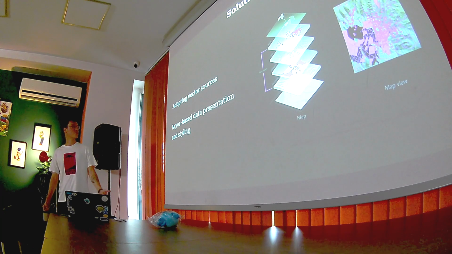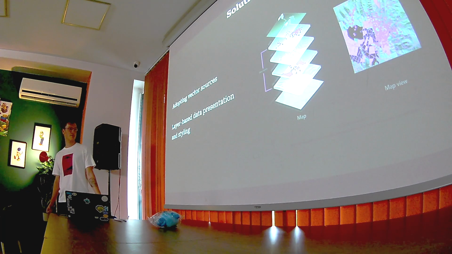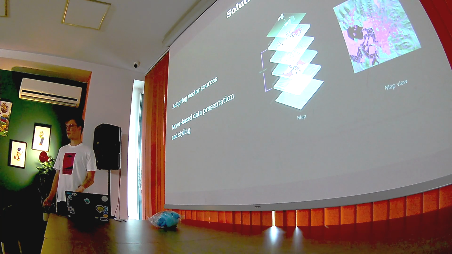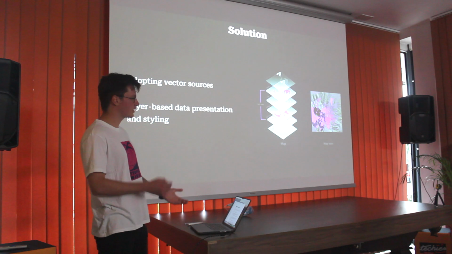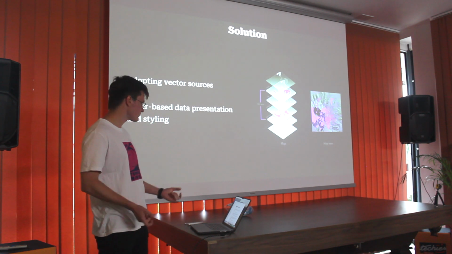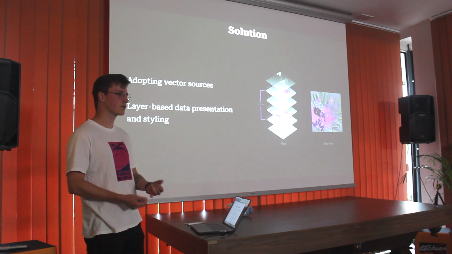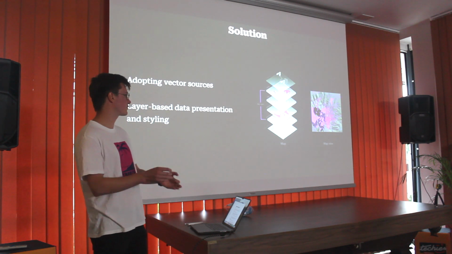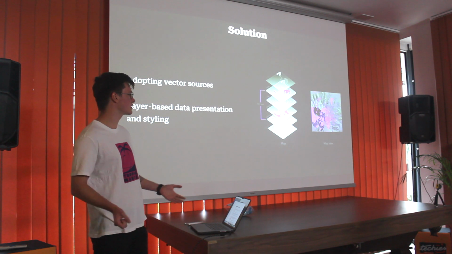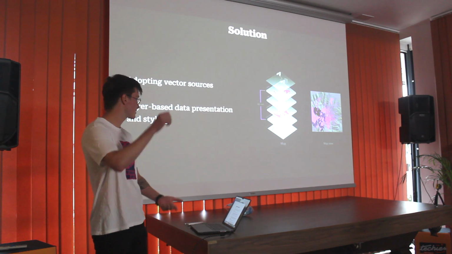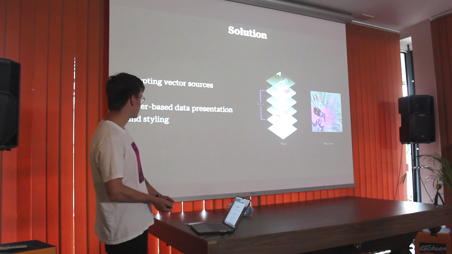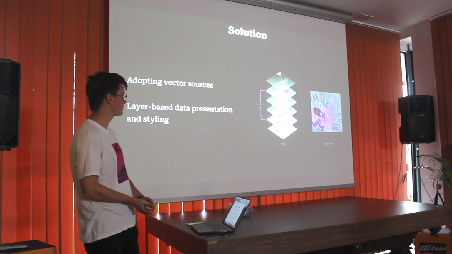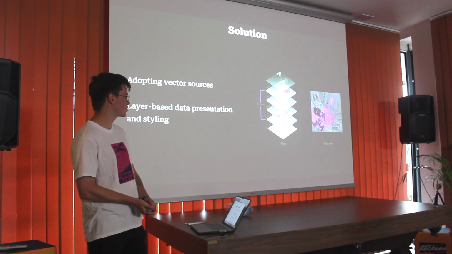So we came up with a solution to adopt vector sources, which is basically how every map works now. You have vector data layered on each other. You have a separate layer of cities, a separate layer for roads, for different routes, for buildings. This is all like a huge map sandwich. And you can manipulate every layer separately and use different interesting methods to change its appearance.